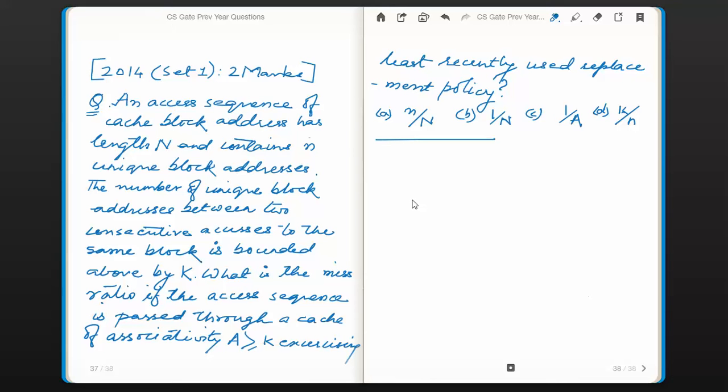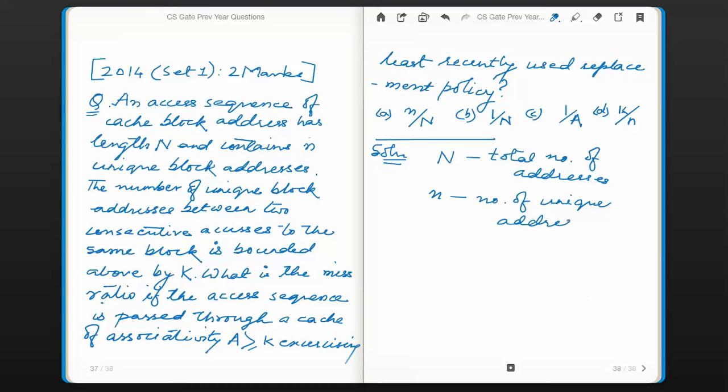So here the data points that are given are capital N, which represents the total number of addresses in the sequence, and small n is the number of unique addresses in the sequence. So here a few of the addresses might be repeated, right?